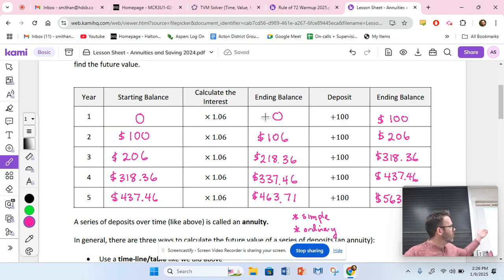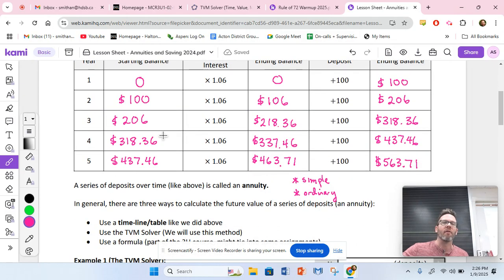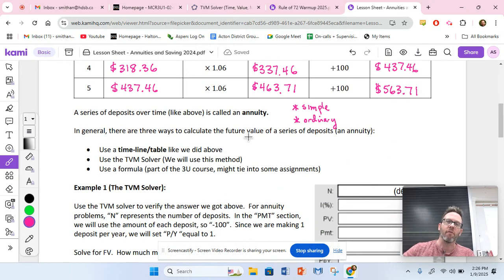Do you want to do a line like this every month for 50 years? Very impractical. So I'm going to train you guys on how to use the TVM solvers to do this. So we just did a table. I'm going to show you guys how to use the TVM solver.